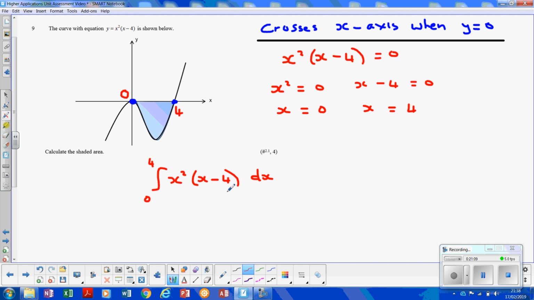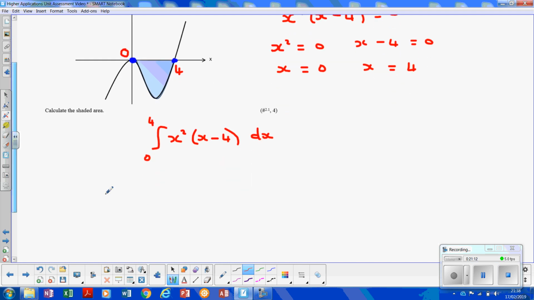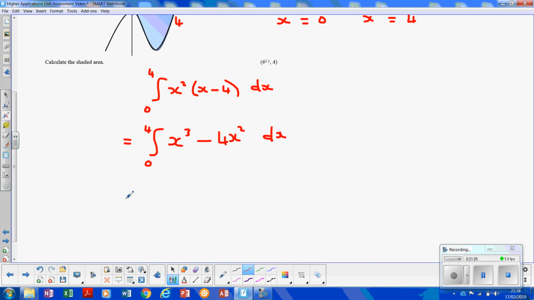That's not in a format where we can take the integral, so I've got to multiply that bracket out first. So I'm still not taking the integral, I'm just getting it ready to integrate. So x squared times x is x cubed, and x squared times minus 4 is minus 4x squared. And don't again forget dx. Right, we're now at the stage where we can take the integral, so I'm going to change to square brackets and transfer your limits over to the right hand side. Now, to integrate, add 1 onto the power, divide by the new power, so that becomes x to the power of 4 over 4 minus, there's a 4 already there, so I'll leave it, and that's x to the power of 3 all divided by 3.